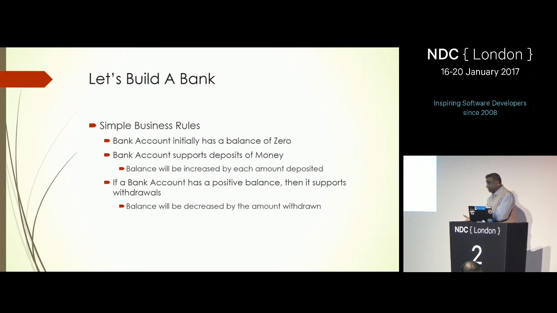If the balance is positive, then I'll support withdrawal, and you can take some money out, and the balance will be decreased by the amount that you take. I don't think requirements get any simpler than that. Does anyone have a semantic problem with those rules? No? Okay.